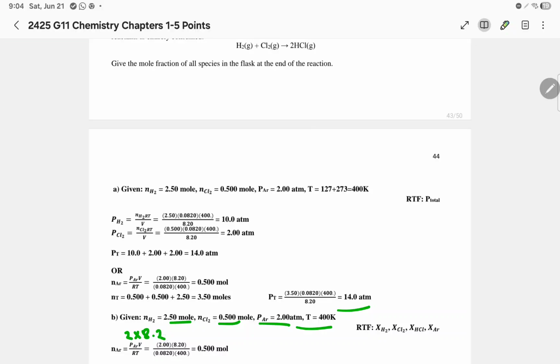Where was this given? Wait. Where was it given? Yeah, it was given up, I'm assuming. Yeah, it was given somewhere.